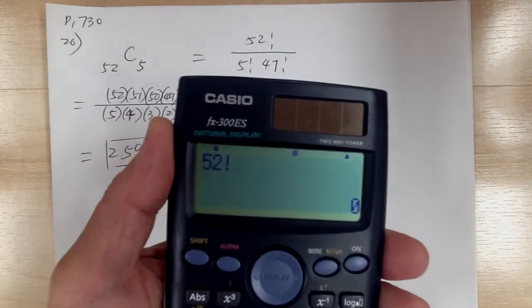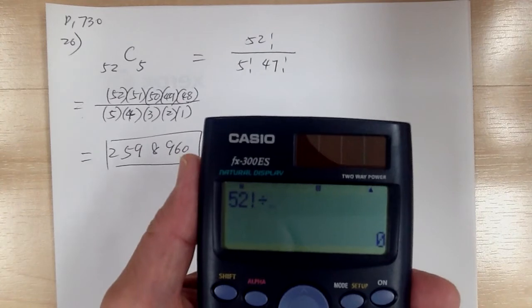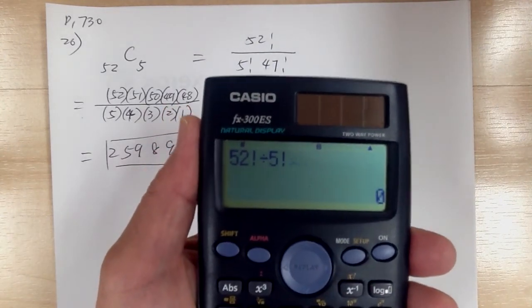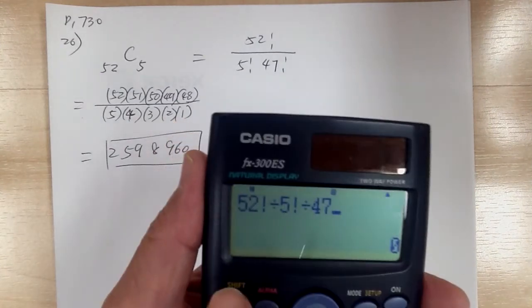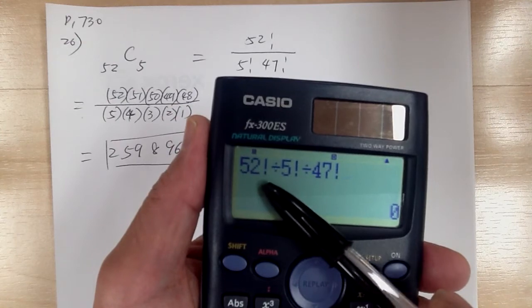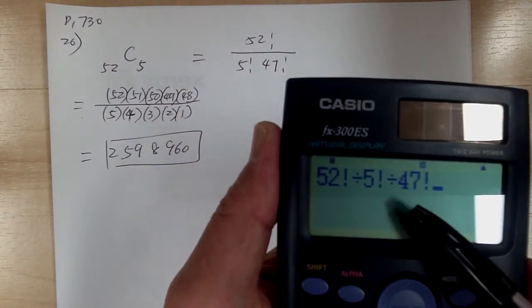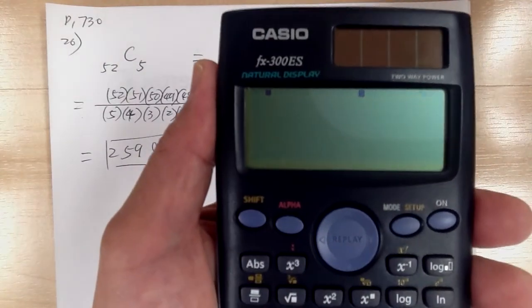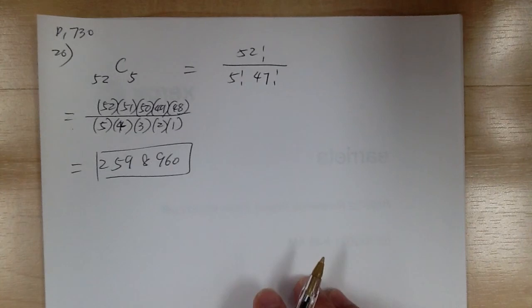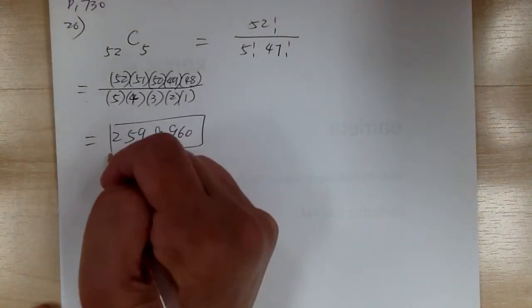Okay, factorial. And then you divide it by 5 factorial. Again, make sure you divide it by the next one, 47 factorial. So you can see, 52 factorial divided by 5 factorial, and then divided by 47 factorial, and you get the same answer. It depends on what kind of resource you have. You can use different ways to get the answer.